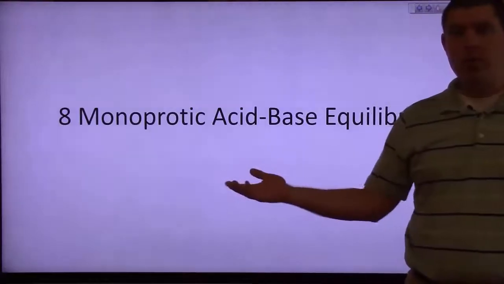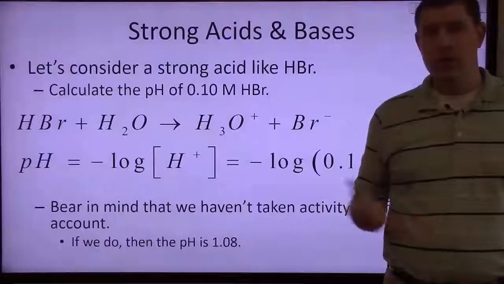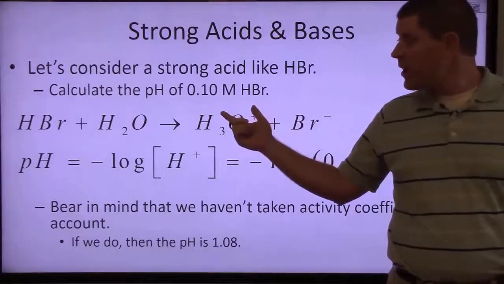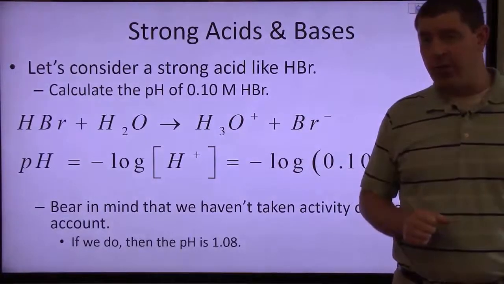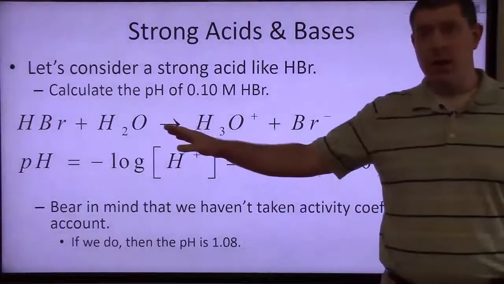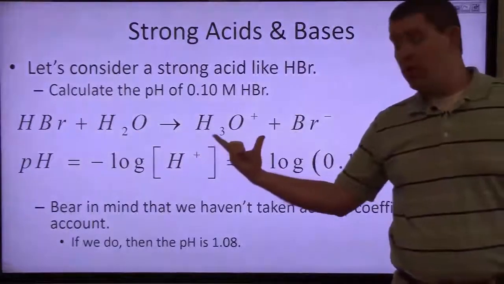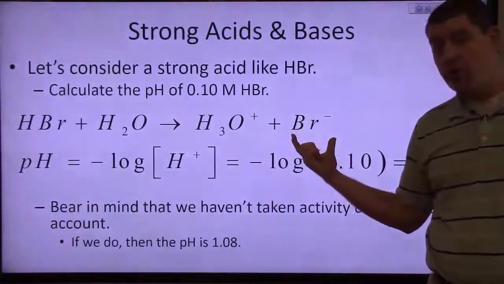Welcome to Monoprotic acid-base equilibria. So let's consider a strong acid like hydrobromic acid. Suppose we want to calculate the pH of 0.10 molar hydrobromic acid. Let's start by writing out the reaction between hydrobromic acid and water. Namely, they react to form hydronium ion and bromide ion.